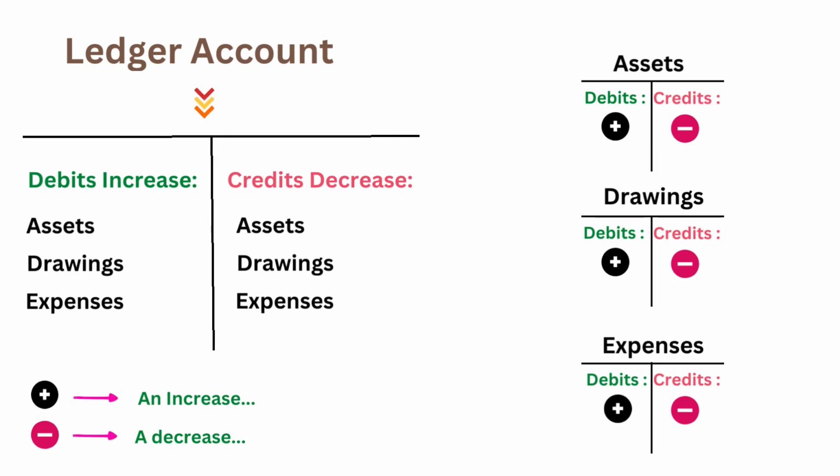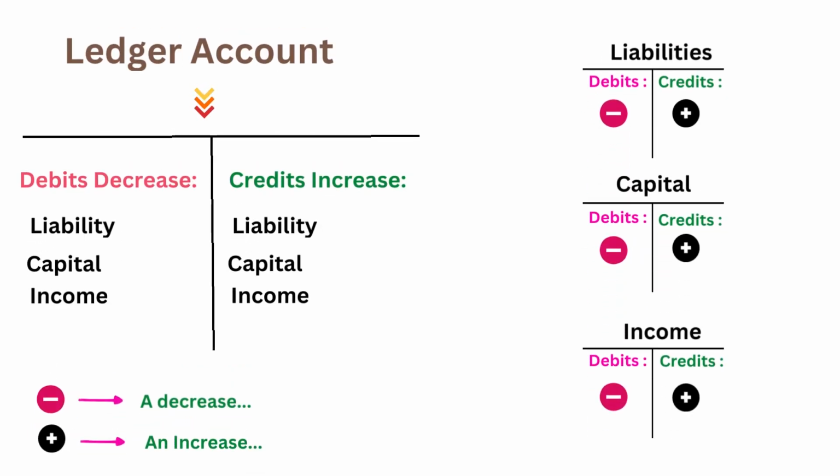An increase in the value of an asset, drawings, and expenses represents a debit entry. On the other hand, a decrease in the value of an asset, drawings, and expenses represents a credit entry. A decrease in the value of liability, capital, and income represents a debit entry, while an increase in the value of liability, capital, and income represents a credit entry.